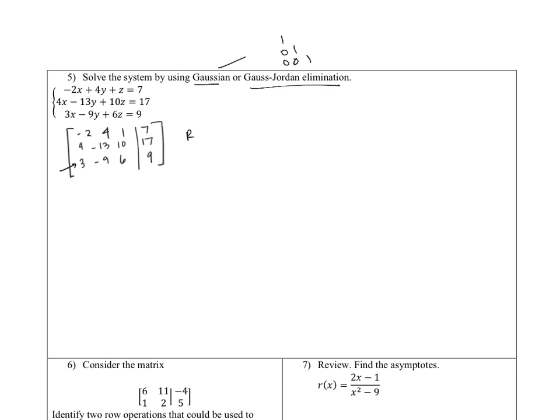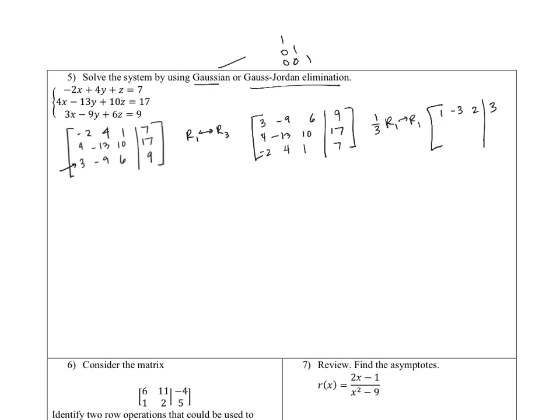So I'm actually going to interchange row 1 and row 3, and then I'm going to take 1/3 of that. So that would become 3, negative 9, 6, 9. The 4, negative 13, 10, 17 still stays. And then I have negative 2, 4, 1, 7. If I take 1/3 of row 1 to make my new row 1, that would get me 1, negative 3, 2, 3. So that's a simpler way of getting the 1 instead of just dividing, because otherwise we'd have a lot of fractions to deal with.